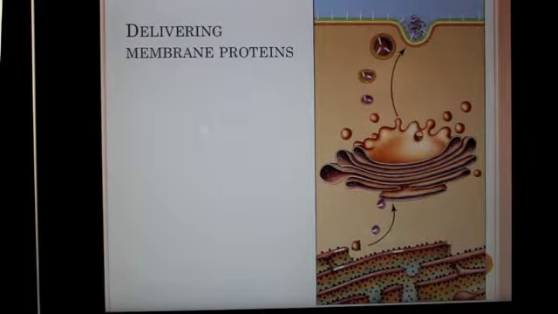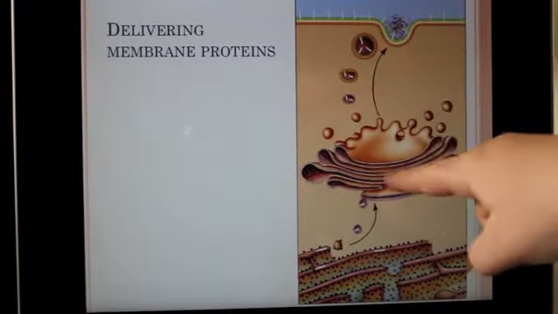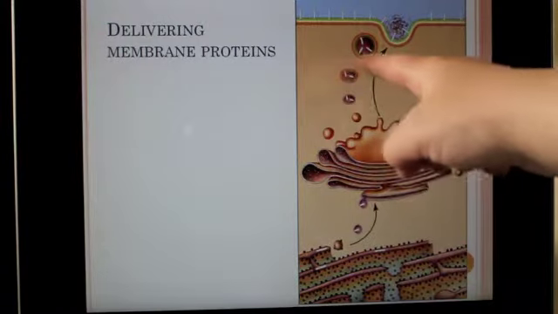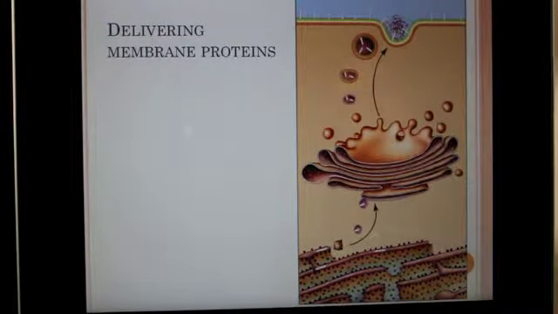So here's a cartoon of that happening. These little white things are getting made in the Golgi. They float up. When they bind to the surface, they are now part of the surface.